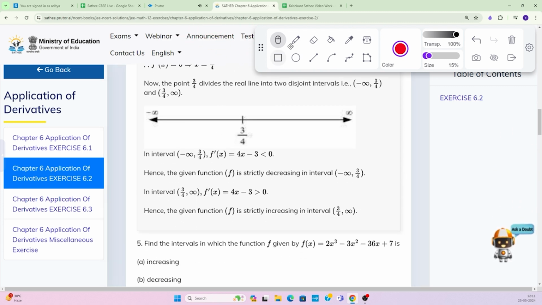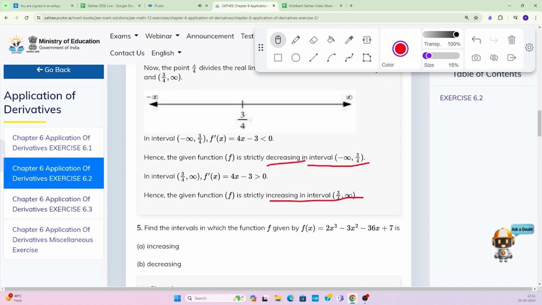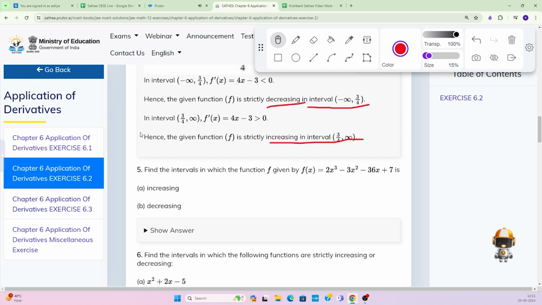So increasing where? 3 by 4 to infinity, and decreasing in minus infinity to 3 by 4. I hope it is clear to you. Let us move to the next, problem number 5. Let me just scroll to it.